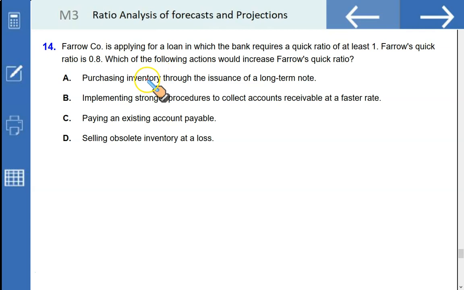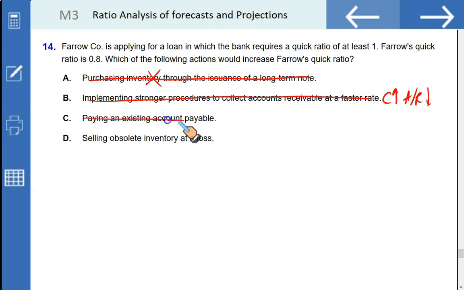Quick ratio has nothing to do with inventory, because inventory becomes a part of your current assets as part of the current ratio, not the quick ratio. This is wrong. It won't affect this ratio. B. Implementing stronger procedures to collect account receivables at a faster rate. If account receivables are collected at a faster rate, your cash balance goes up and AR falls, but overall the current assets remain the same. So there is no net impact on current or quick assets, so it won't help either.